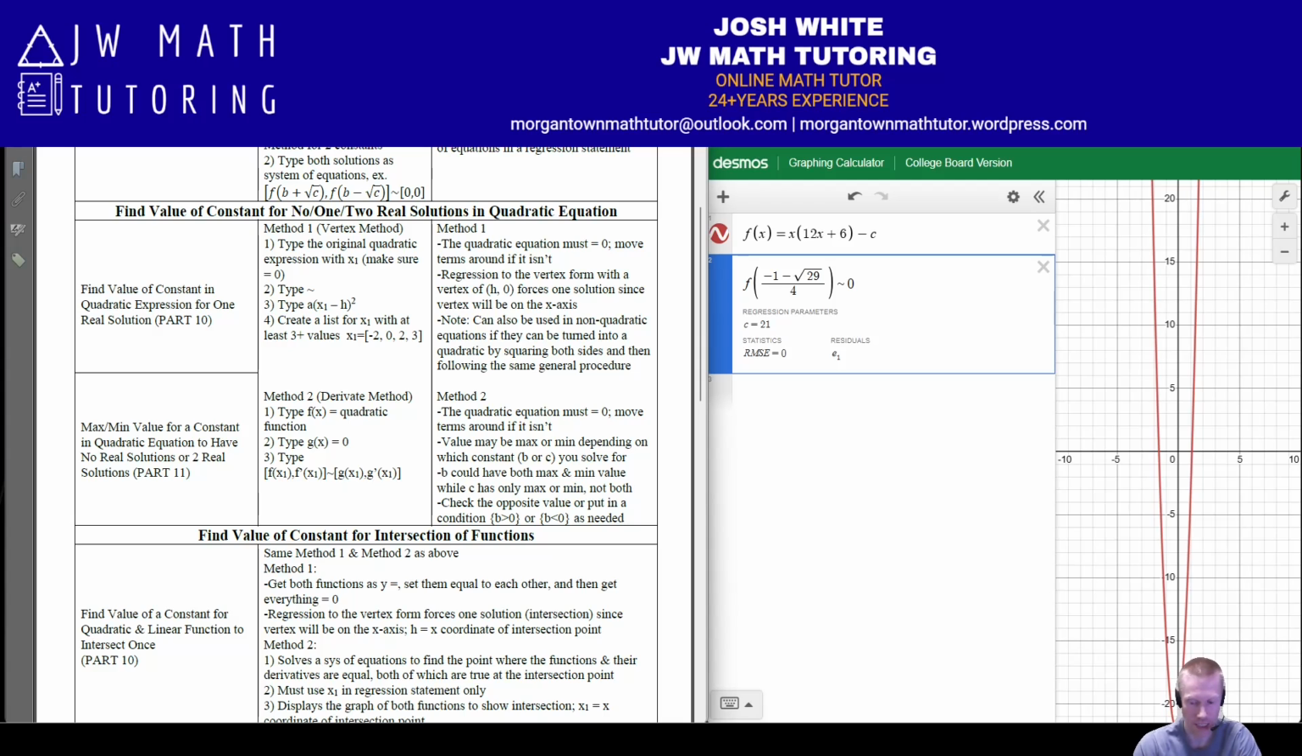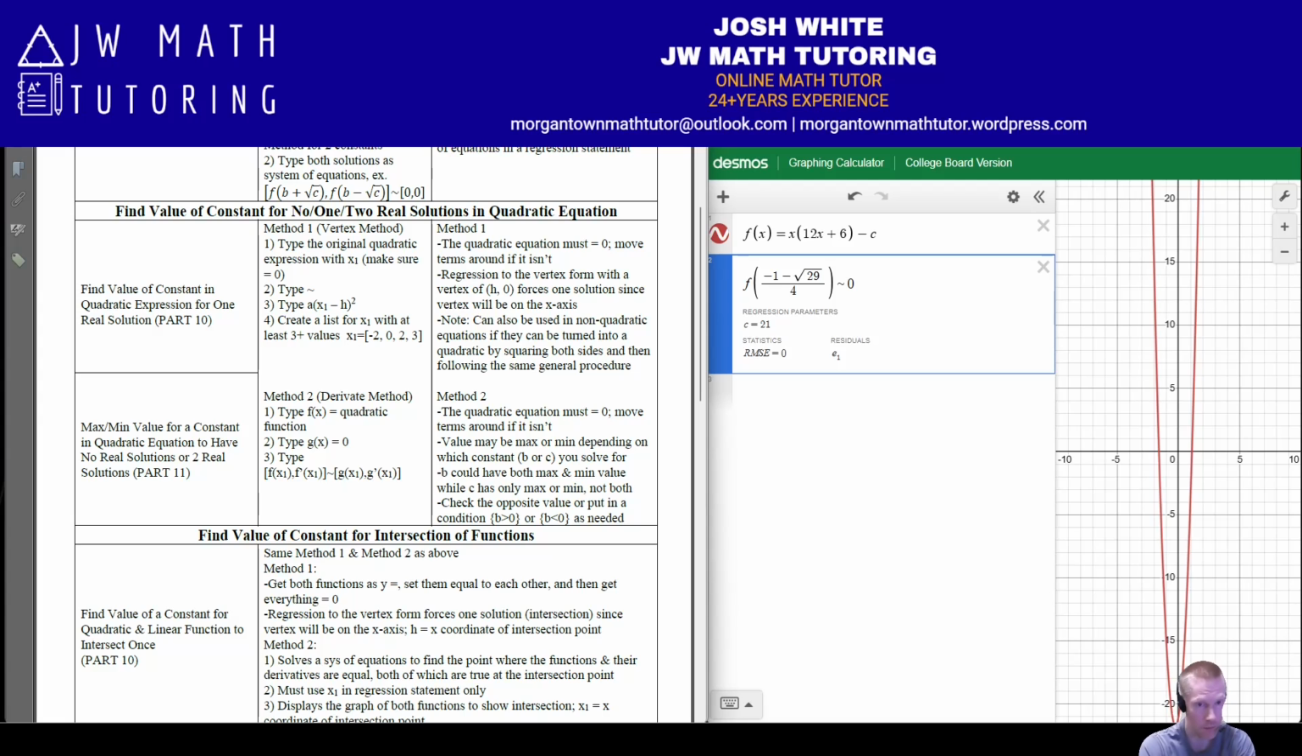The whole basic idea is you have a quadratic expression, or basically an equation, and you want to find either the specific value, or sometimes the maximum or minimum value, for a constant in the quadratic equation or expression to have either no real solutions, or exactly one real solution, or two real solutions.